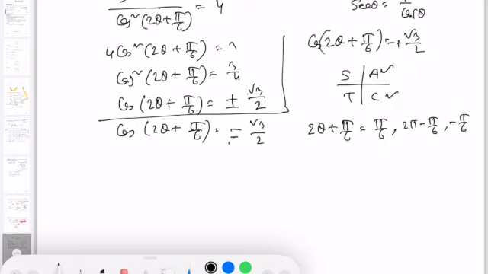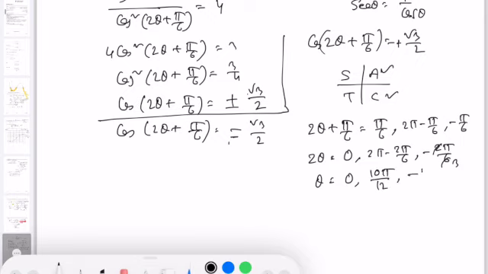Okay, now let us simplify. 2 theta equals to 0, 2 pi minus 2 pi by 6, then minus 2 pi by 6. Now theta equals to 0, then 10 pi by 12, minus pi by 6. So this is out of range, so this is cancelled.